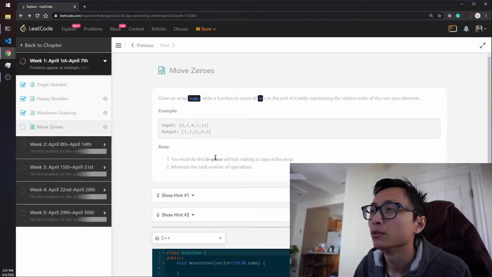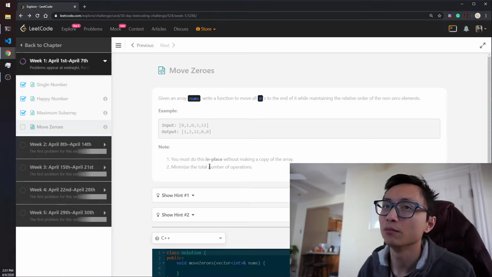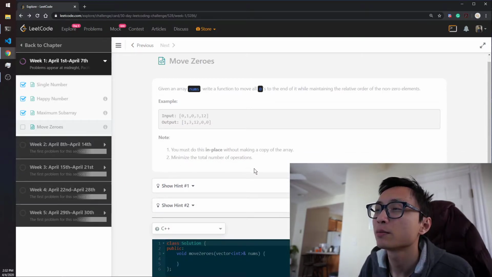Basically, the only thing that we are allowed to do is to swap the numbers or just reassign numbers in certain locations. Those are the only two operations we can do to make sure the algorithm stays in place. And we need to somehow minimize the total number of operations.